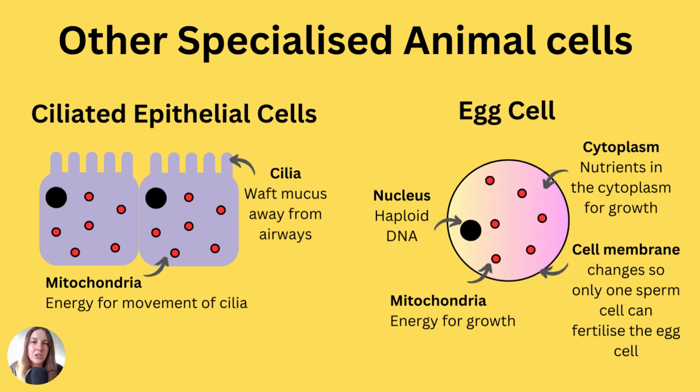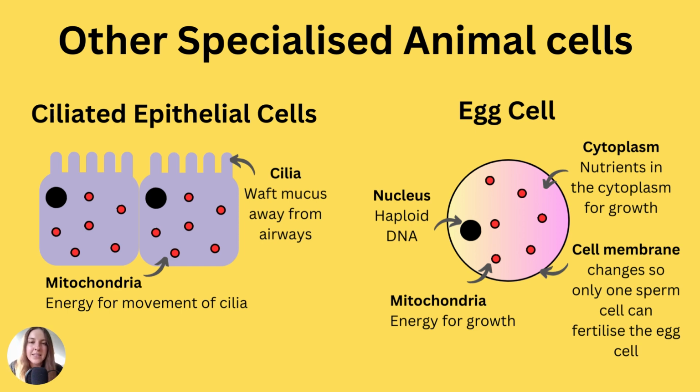Here are some other examples of specialized animal cells, often found in other curriculum areas. If you're studying Edexcel or OCR, these two cells are often mentioned as well, so it's worth mentioning them today. Ciliated epithelial cells are found in the respiratory system, usually in the trachea. They have hair-like projections called cilia, which waft mucus away from the airways. Mucus is a sticky substance that traps dust particles and pathogens, or microorganisms that cause disease. That's very helpful to us to clear our throat. They also contain mitochondria, again, for energy.